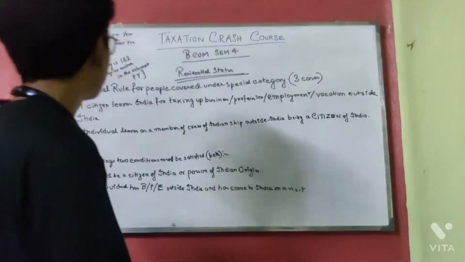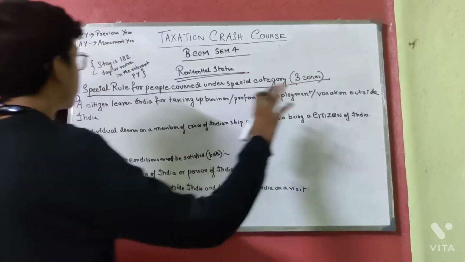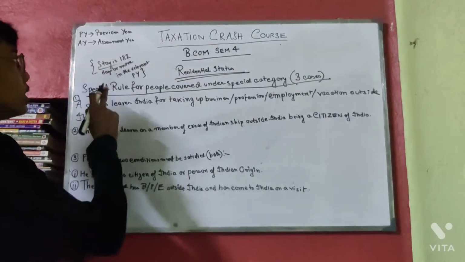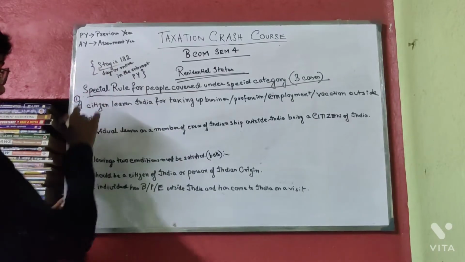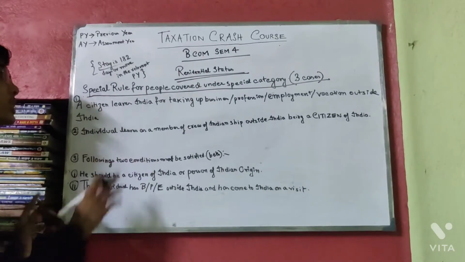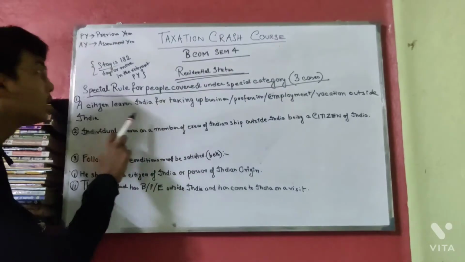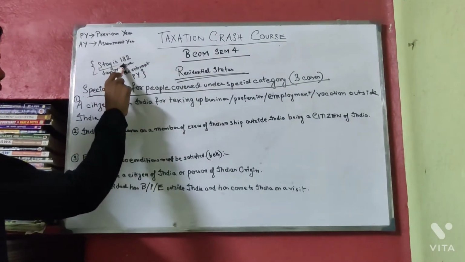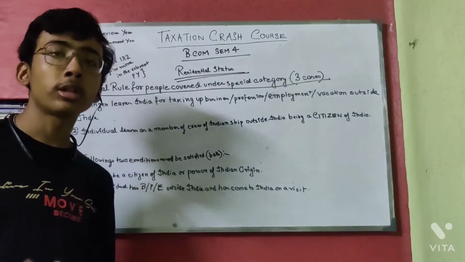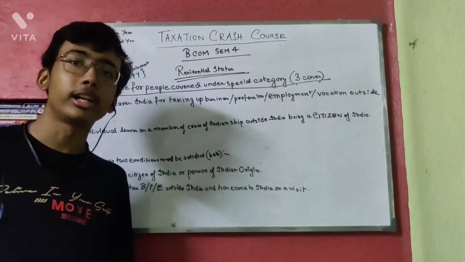The next part says that there is a special rule for people covered under a special category for 3 cases. In these 3 cases, the stay in India should be 182 days or more in the relevant previous year. If a citizen leaves India for taking up any business, profession, or employment or vacation outside India, we must treat that if his or her stay in India is 182 days or more in the relevant previous year, we will directly treat him or her as a resident of India.